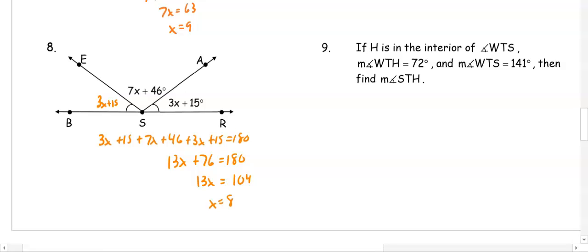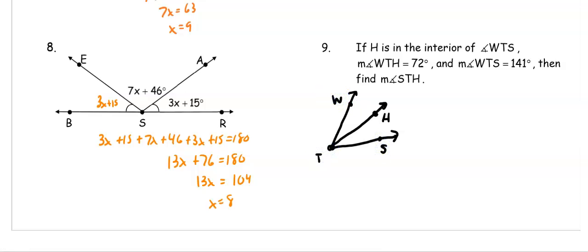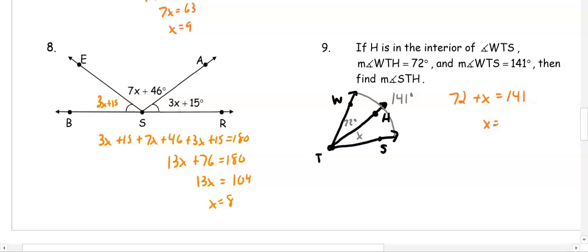In number 9, we need to draw a picture. So we have our angle here. It says H is on the interior of angle WTS, so we have W and S on the outer, and T is our vertex. We know that WTH is 72 degrees. We know that WTS is 141, and we're looking for our other angle. So we can use segment or angle addition. When we add the parts together, we have 72 plus x equals 141. We can subtract 72 from both sides, and we get 69 degrees.